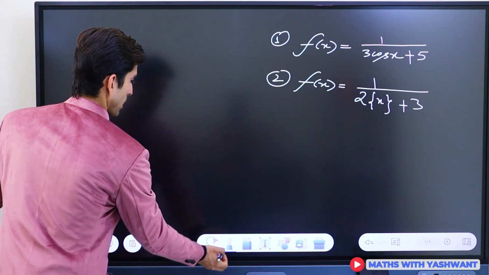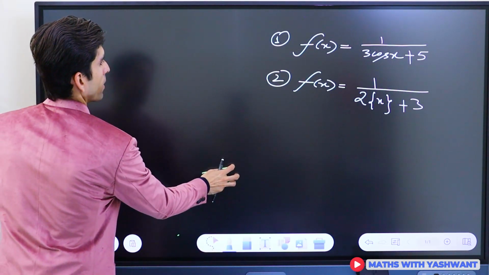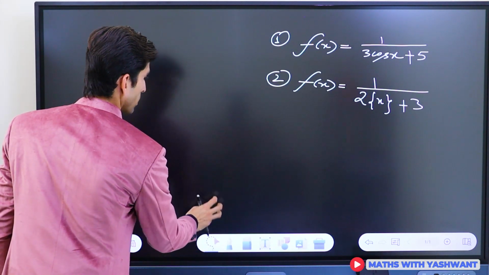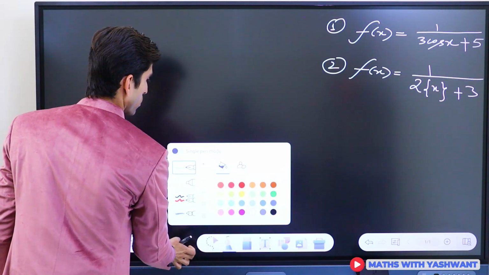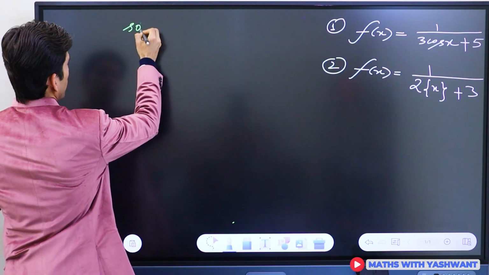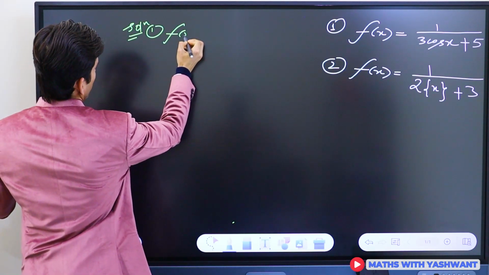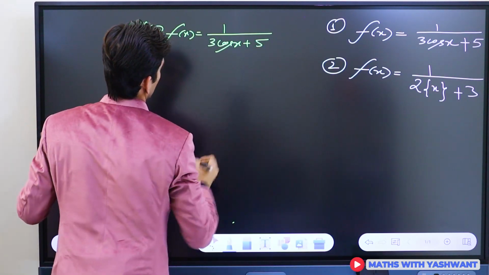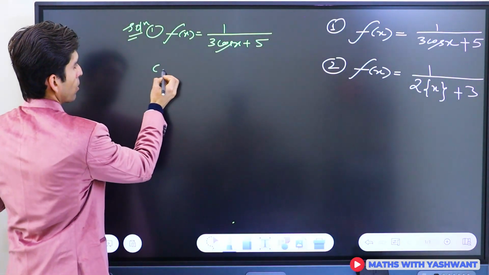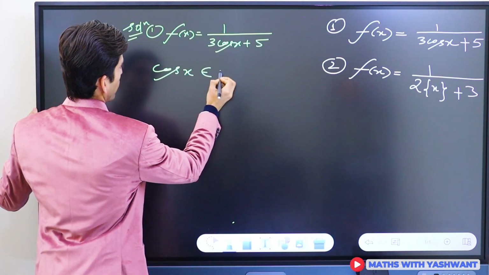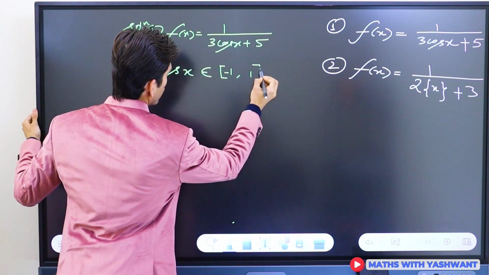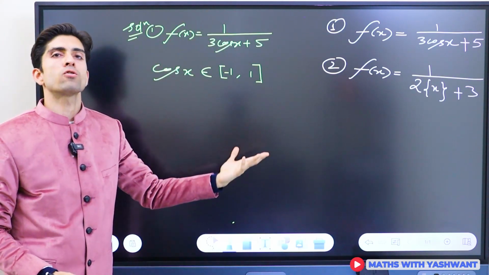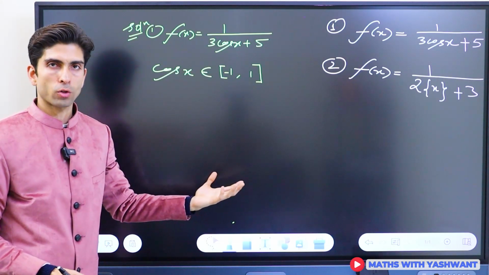So for the first question we have f of x is equal to 1 upon 3 cos x plus 5. Solution of first one. So f of x is equal to 1 upon 3 cos x plus 5. So we will start with cos of x. In trigonometry, we all know the range of cos of x is closed minus 1 to closed 1. And we'll try to create this structure that will eventually give us the range of the required function.